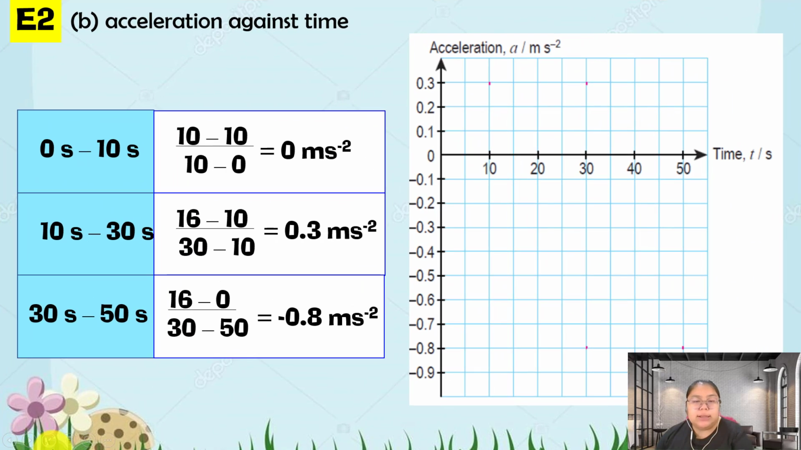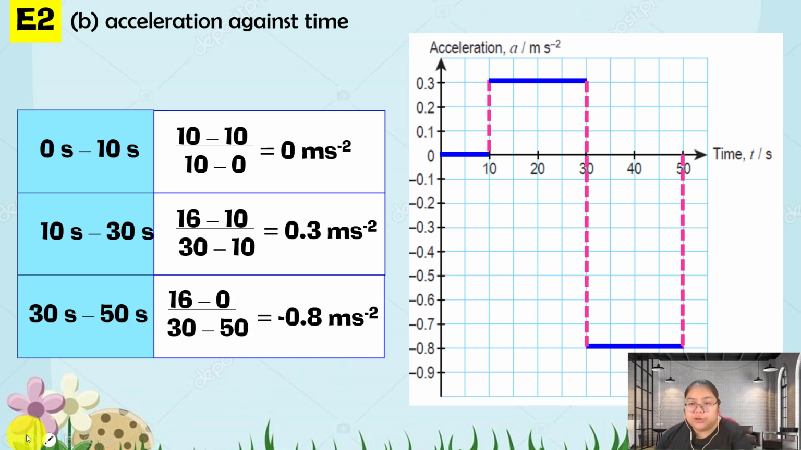Okay, let's see the a-t graph. When starting, there's 0. So for 0, we just draw 0. Another one should be 0.3 positive. So I draw 0.3 from 10 to 30. Okay, 30 to 50, there's negative 0.8. So I come down. 30 to 50, I point 0.8. Then for the last one, you draw the straight line. So this one is the acceleration-time graph, converted from the v-t graph.